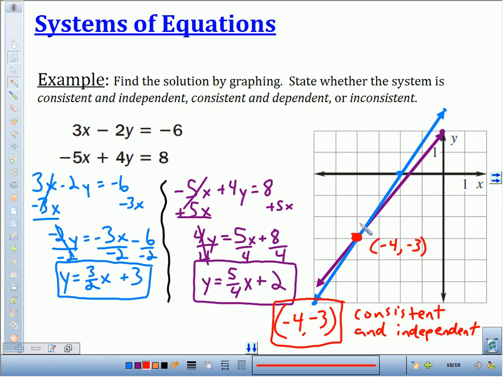Plotted this one in purple, and I can see my two lines intersect at the point -4, -3. It's where the two lines cross. That is the solution. Since there is exactly one solution, this system of equations is consistent and independent.